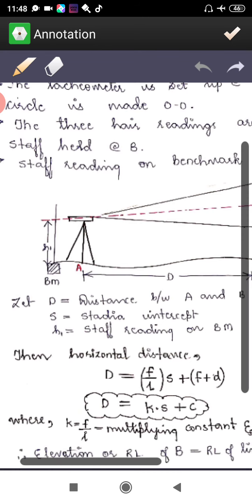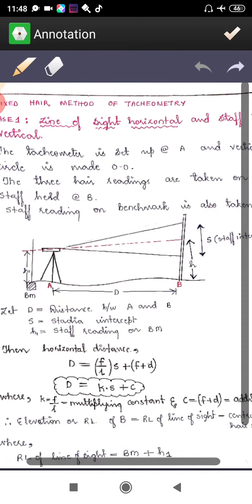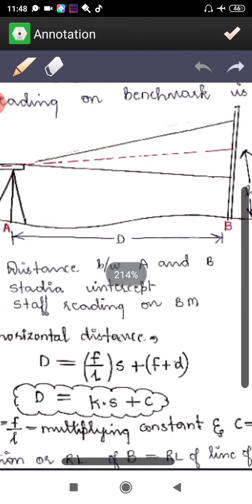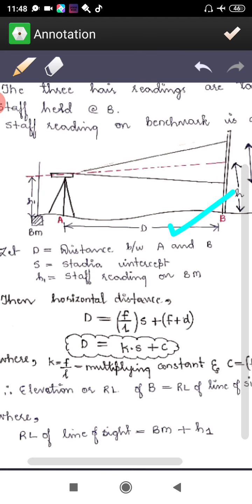You will be having small h, that is the central hair reading from the ground, and then you will be having S, that is the staff intercept. Now here D is the distance between A and B. Let D be the horizontal distance between A and B, S is the stadia intercept, and H is the staff reading taken on the benchmark.